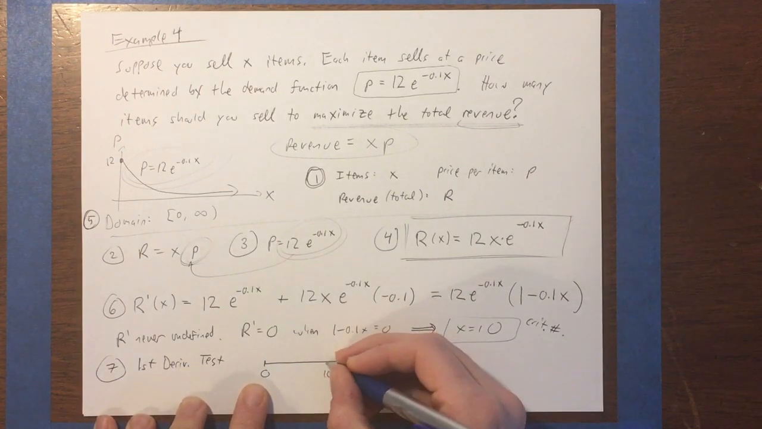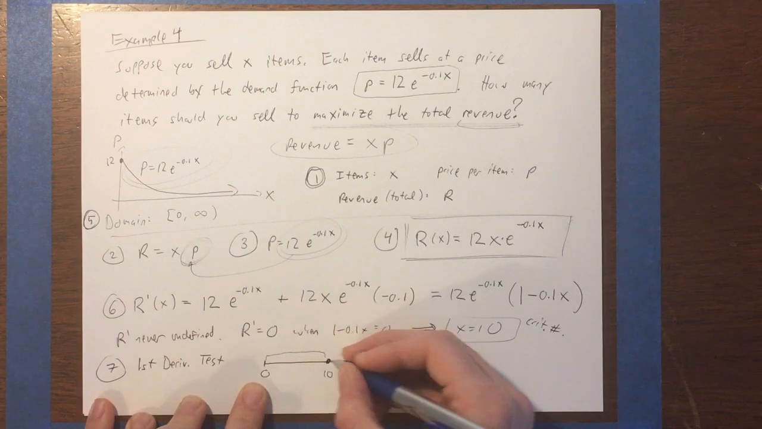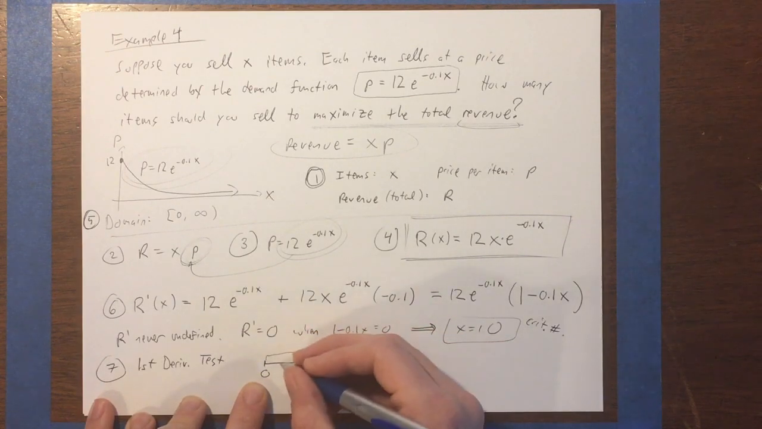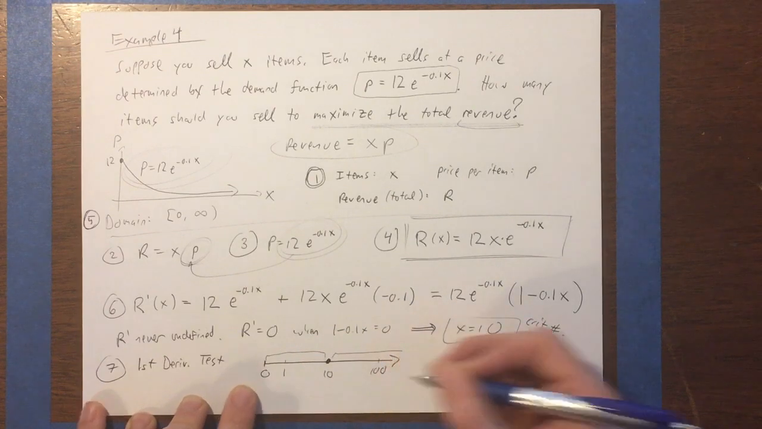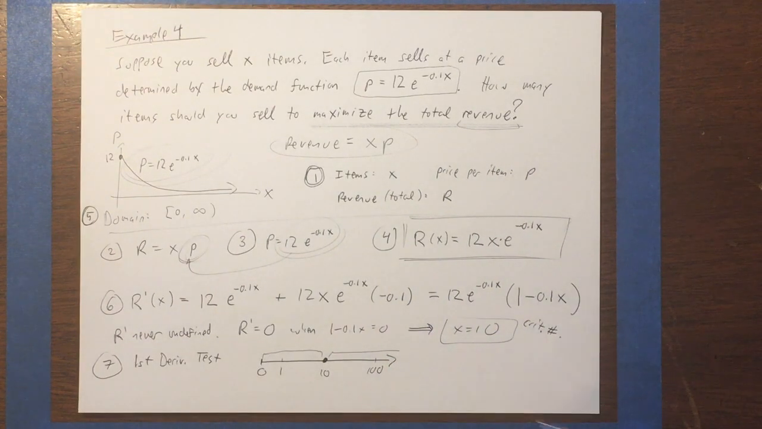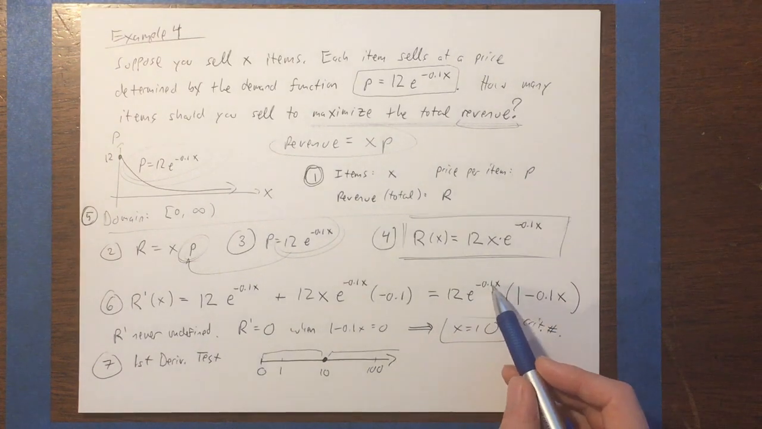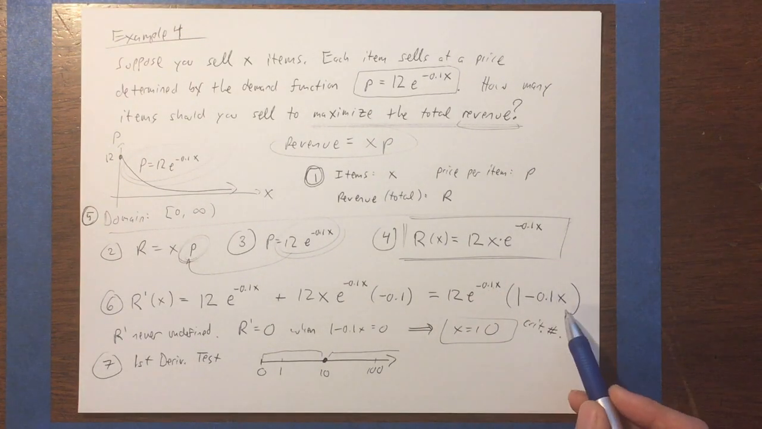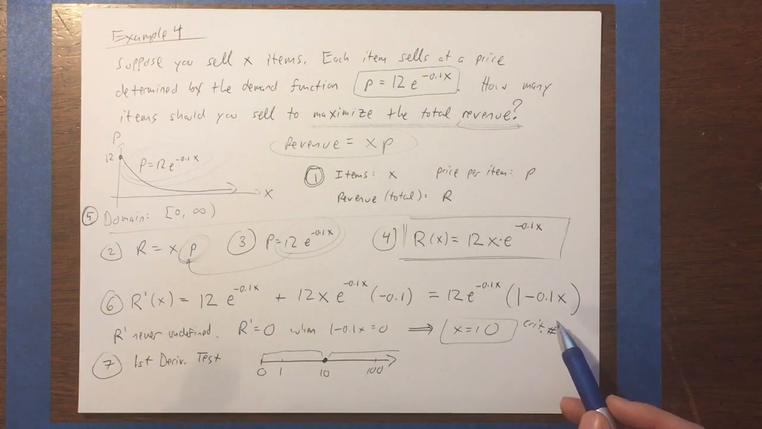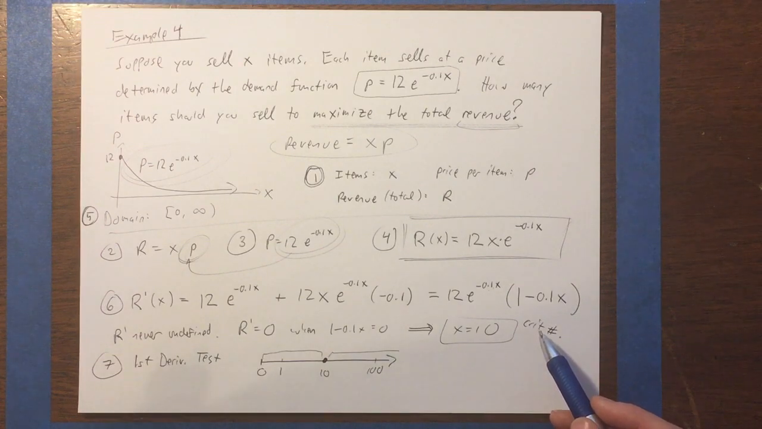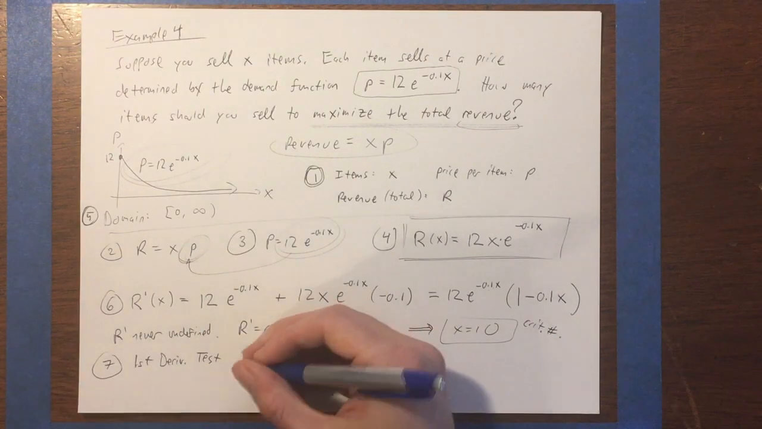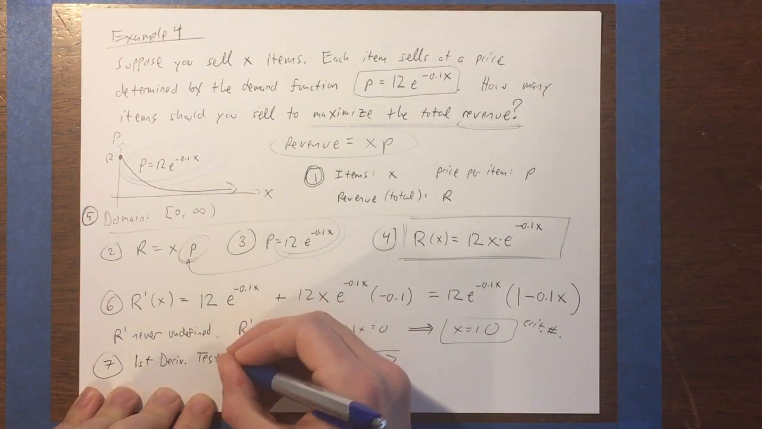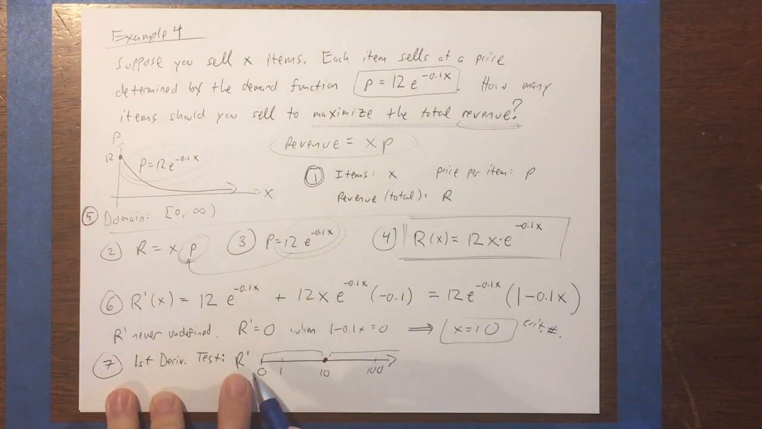Critical number is 10, so that's an important number here. That divides us into two intervals, that one and that one. So I'm going to pick the numbers 1 and 100. And I like powers of 10 here, 1 and 100, because I'm doing 0.1 times x in here and in here. And so 0.1 times x is going to be easier to work with if x is also already a power of 10. So now all I need to do is check R prime. Remember, this is a sign chart for R prime. We want to know if the derivative is positive or negative, so we know if our revenue is increasing or decreasing.